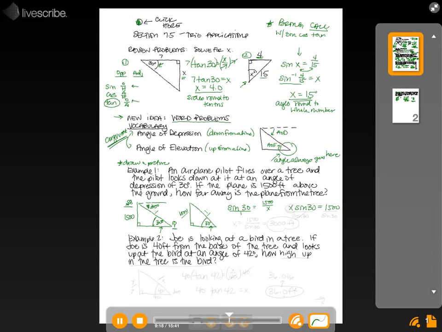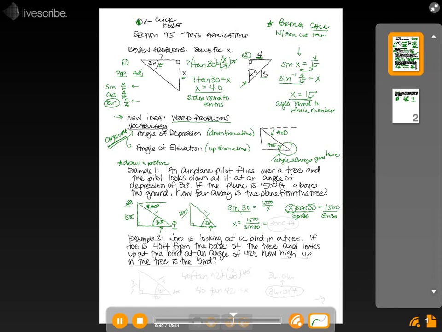The x still is not by itself, so we're going to divide by sine of 30. And what that does is it cancels these so that the x is by itself, and we get x equals 1,500 over the sine of 30. And we're going to put that in our calculator. This is why you need a calculator for your notes today, so you can put the trig function in there. And since it's a length of the triangle, we're going to round it to the tenths place.